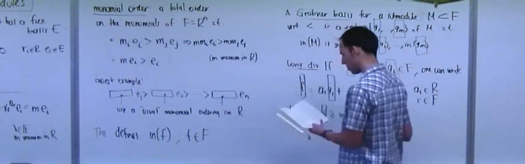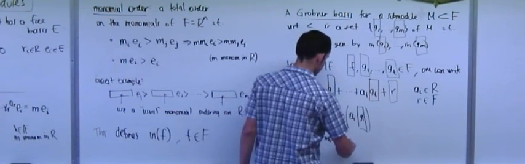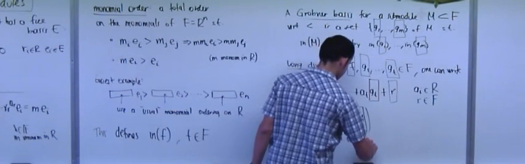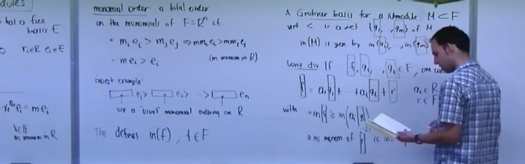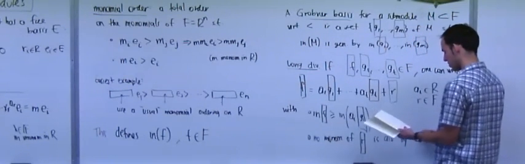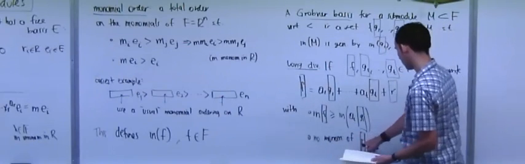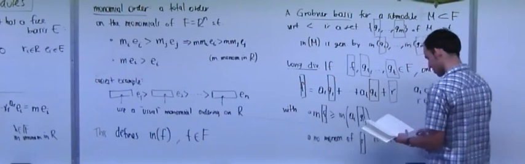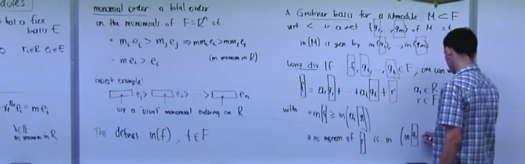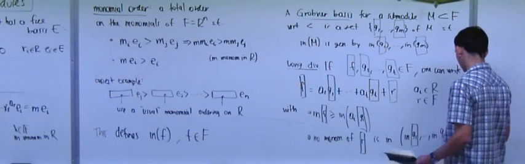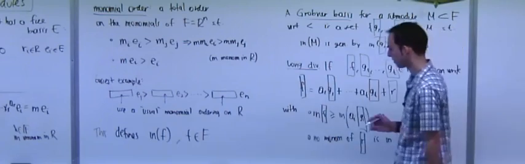And the other property was that no monomial of R is divisible by an initial monomial, basically no monomial in R can be expressed in terms of the initial guys of this.